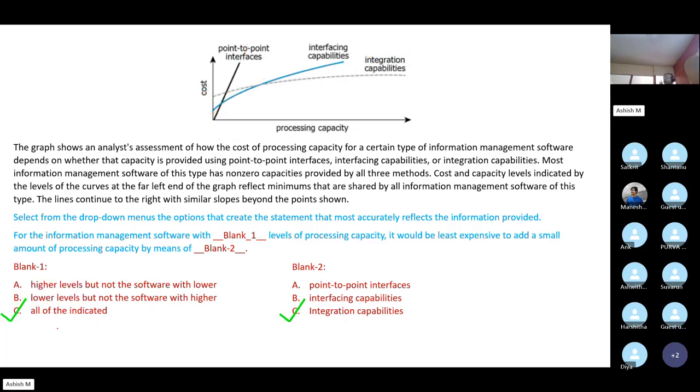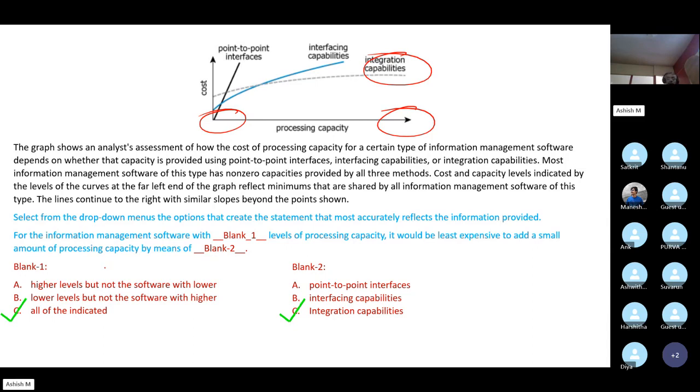Basically, it does not matter based upon the graphs whether we are talking about lower processing capacities or higher processing capacities. Across processing capacities, the slope of integration capabilities continues to be the least, which means the cost of providing additional processing capacity through integration capabilities also continues to be the least across all processing capacities.